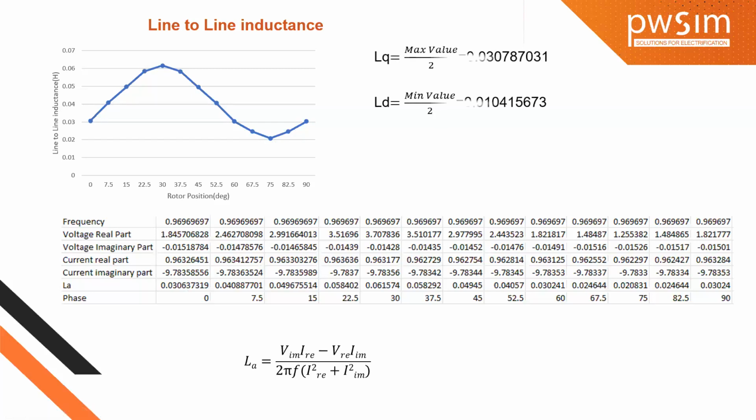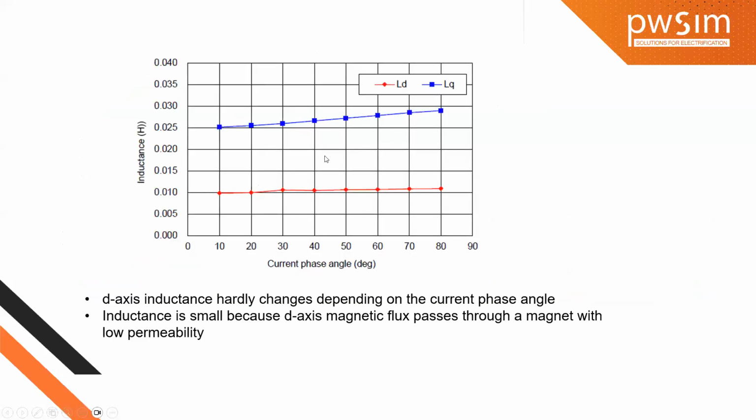As I already told, we get the q-axis inductance from the maximum value. This is my maximum value of the line-to-line inductance, and dividing it by 2 we get the LQ value. Similarly for the d-axis inductance, that is the lowest value, or we can say the minimum value. Dividing this line-to-line inductance value by 2, I get the LD. I compared this LD and LQ again, and I am getting the same result.